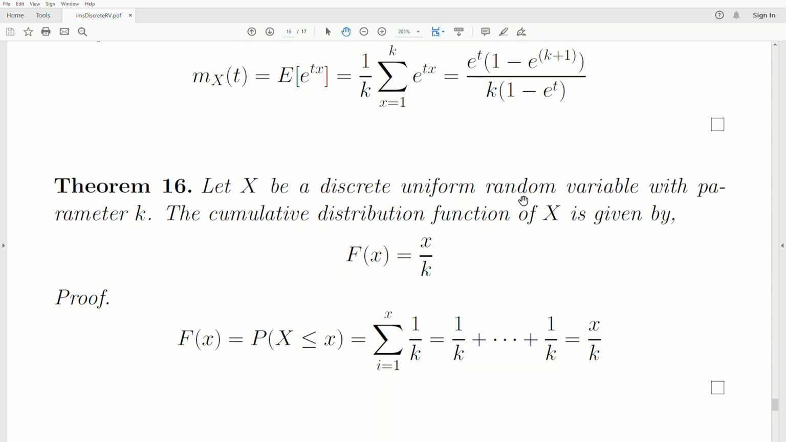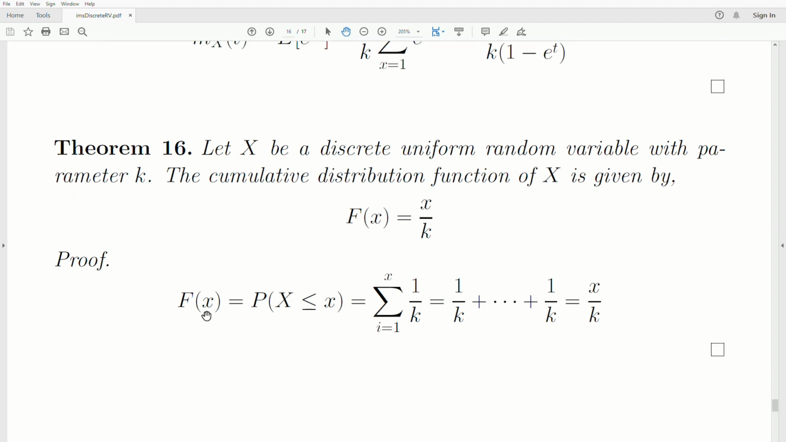Let x be a discrete uniform random variable with parameter k. The cumulative distribution function of x is given by capital F of x is equal to x over k. Let's prove it. So F of x, the cumulative distribution function, is the probability that x is less than or equal to x, which means you sum the density from 1 to x, right? Because that's what we're doing. And when you sum a constant that many times, you just add it up that many times, but you're adding it up x times, so you get x over k, and then that's the cumulative distribution function.